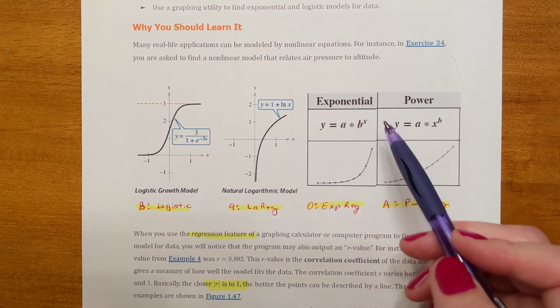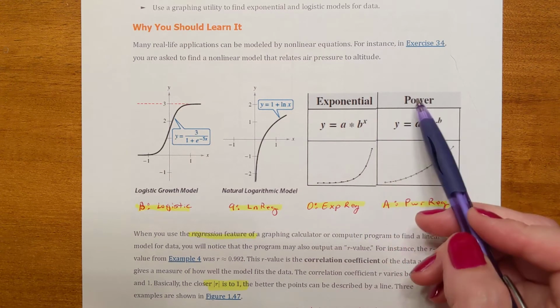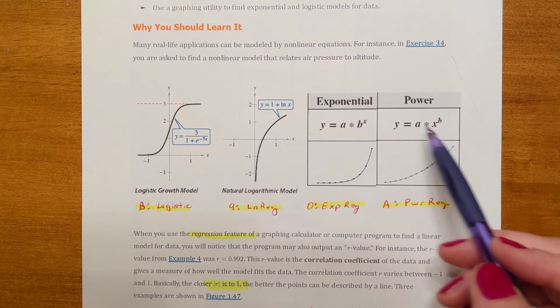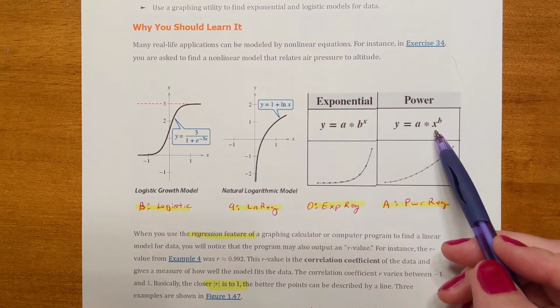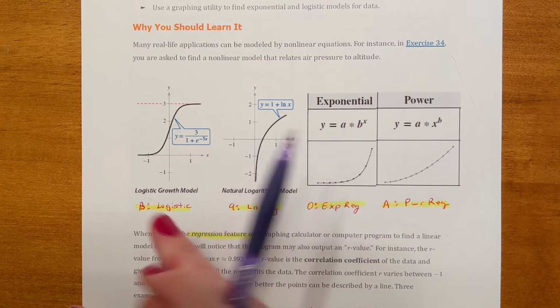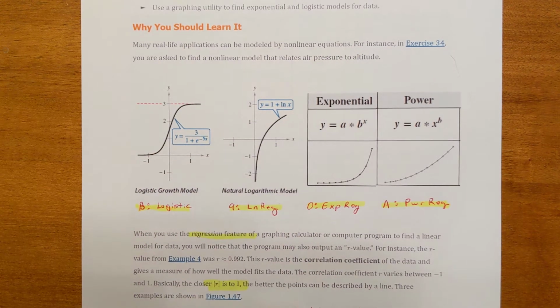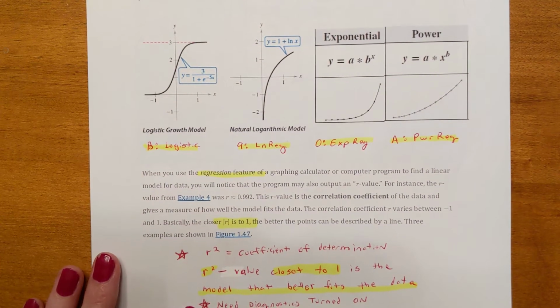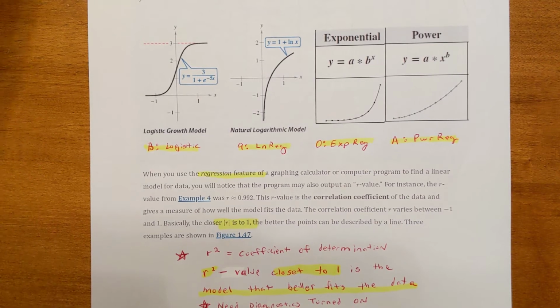On the exponential, the exponent is x, whereas on the power function, the base has the letter x. So it's a matter of where the x is. And this is one we really haven't looked at a lot, but the logistic growth model makes a funky sideways S curve. That's kind of fun. So we're going to use that regression feature today again on our calculators.